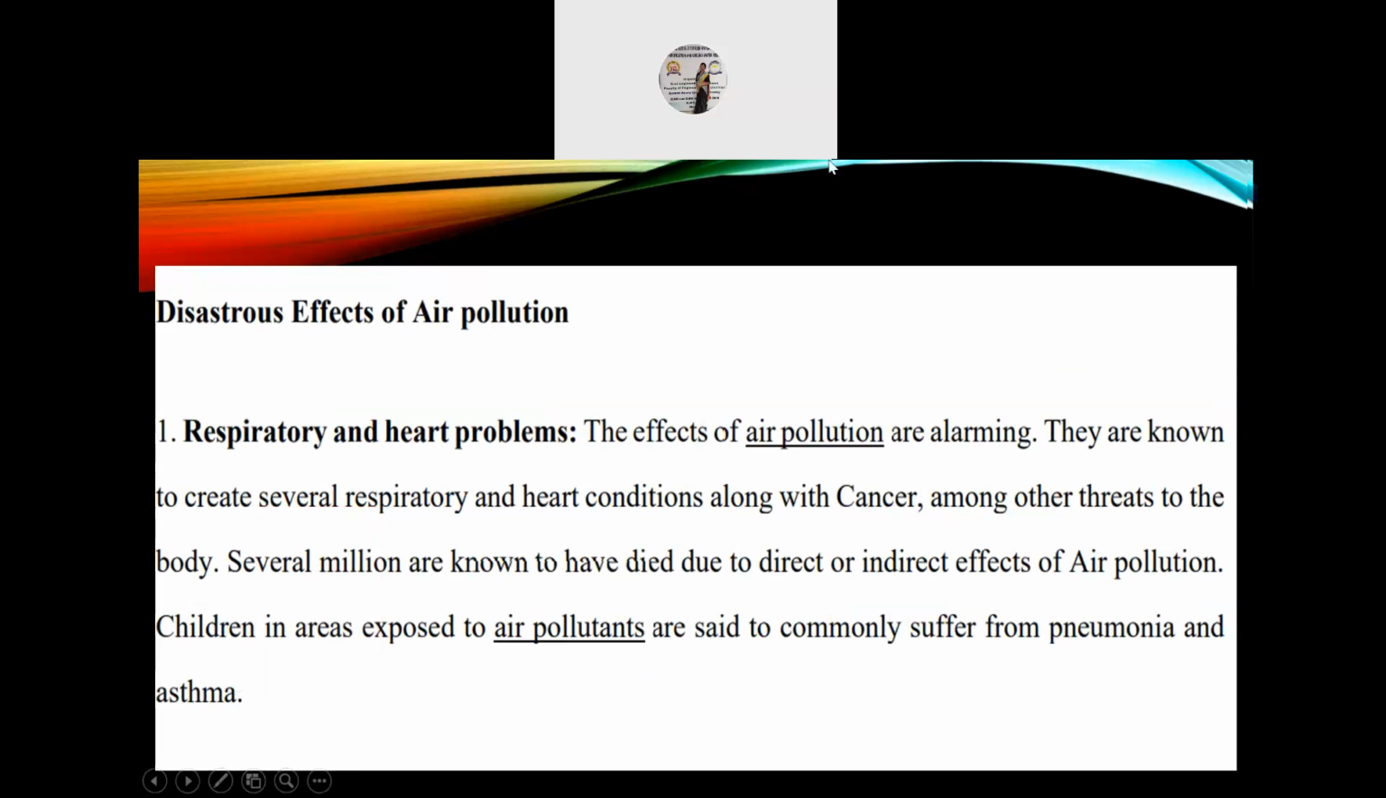Next, disastrous effects of air pollution. First one, respiratory and heart problems. The effects of air pollution are alarming. They are known to create several respiratory and heart conditions along with cancer, among other threats to the body. Several million are known to have died due to direct or indirect effects of air pollution. Children in areas exposed to air pollutants are said to commonly suffer from pneumonia and asthma.